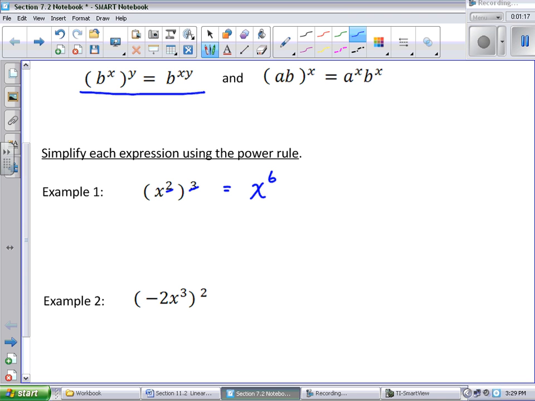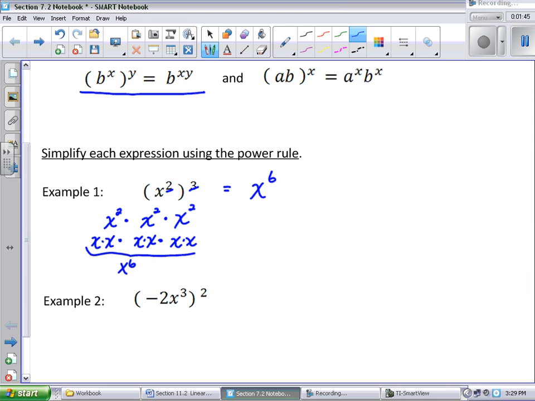If you like the idea of expanding these, though, you can also say, what does it mean to cube something? It means I would have x squared times x squared times x squared, right? I would have 3 of those. And the squares tell me I have 2 factors of x. So all together, when I multiply those, I have 6 factors of x, or x to the 6th power.